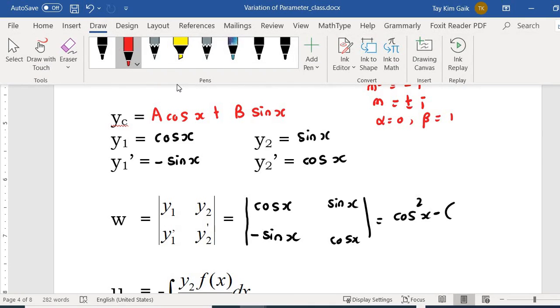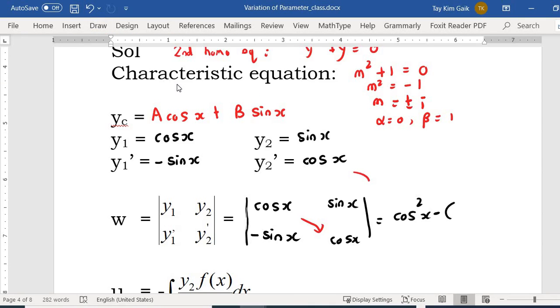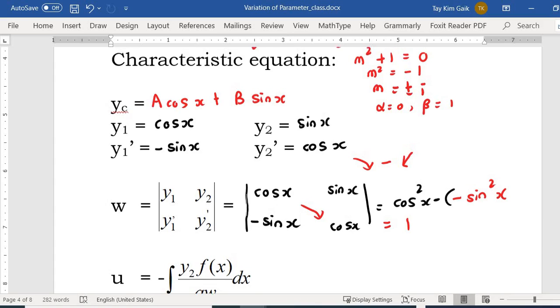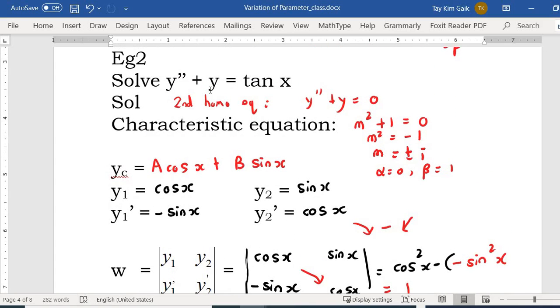Remember how you calculate the determinant? You take the product of the main diagonal, deduct the product of the other diagonal. So minus, this is negative sin squared x. So negative, negative, positive. So again, this one you get 1. For this example, the Wronskian is 1. Okay, W is 1. So A is 1 here. A equal to 1. This is W.